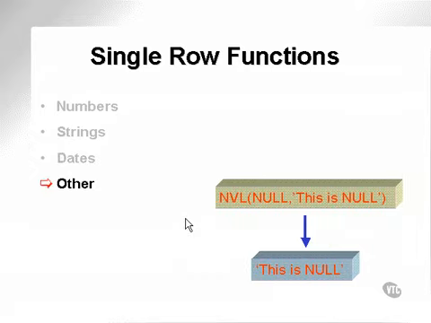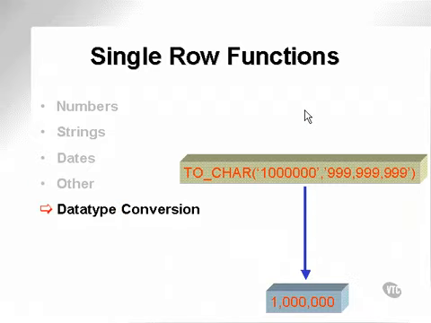Other functions. There are other or miscellaneous functions, many of them, which do not necessarily do anything with numbers, strings or dates, not specifically or explicitly anyway. Here we have an example called NVL. NVL simply replaces null values with the specified value, which can be a numeric or a string. Data type conversion functions. Once again, the same function, converting the number 1 million to a character string, passing it through a comma delimited format, gives me the number 1 million delimited by commas.